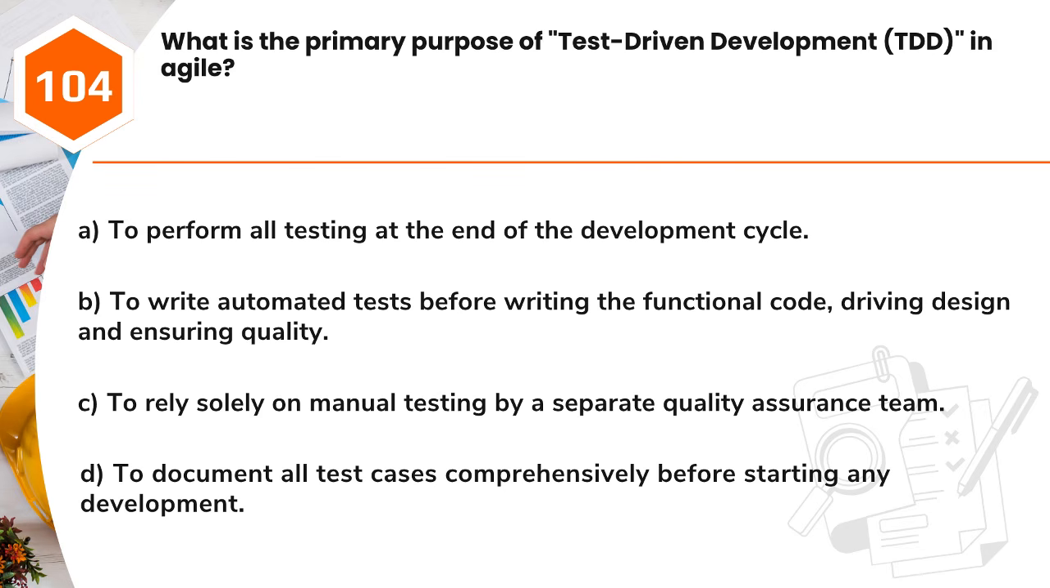Question 104. What is the primary purpose of test-driven development, TDD, in Agile? A. To perform all testing at the end of the development cycle. B. To write automated tests before writing the functional code, driving design and ensuring quality. C. To rely solely on manual testing by a separate quality assurance team. D. To document all test cases comprehensively before starting any development.